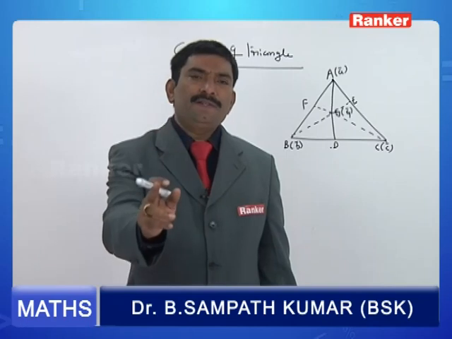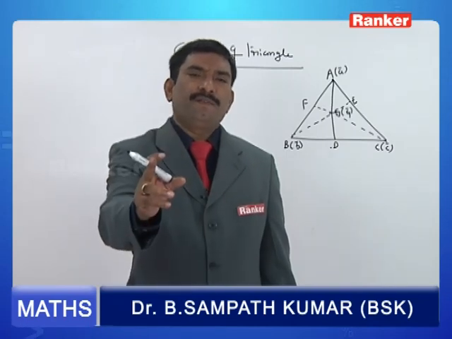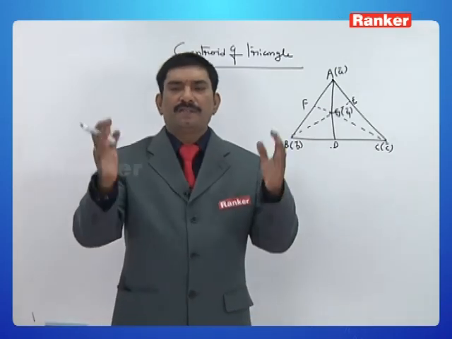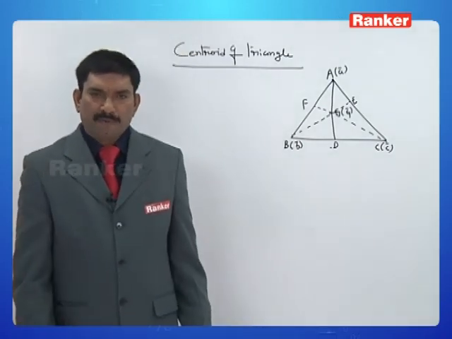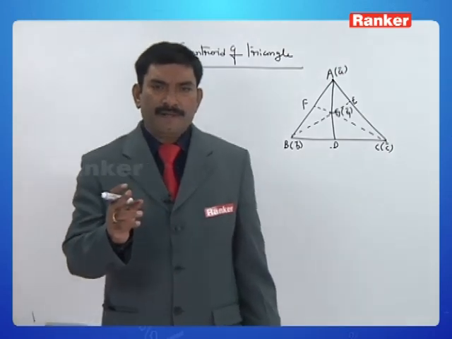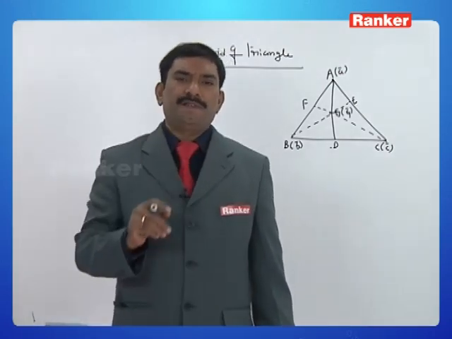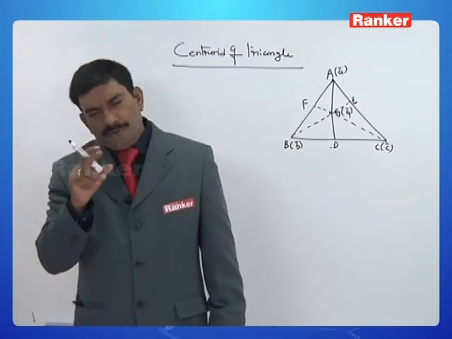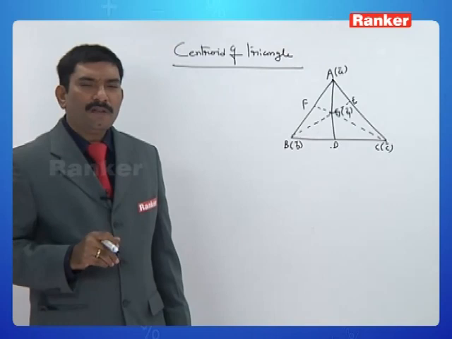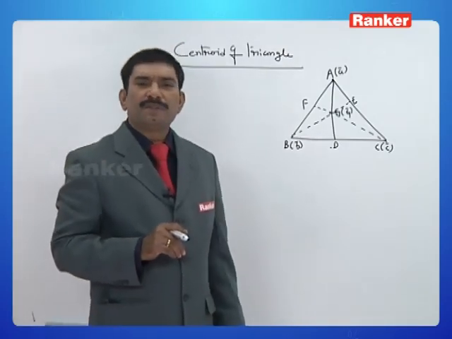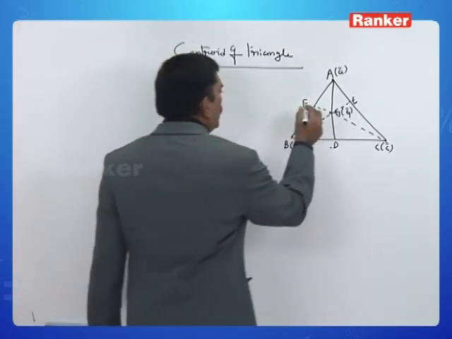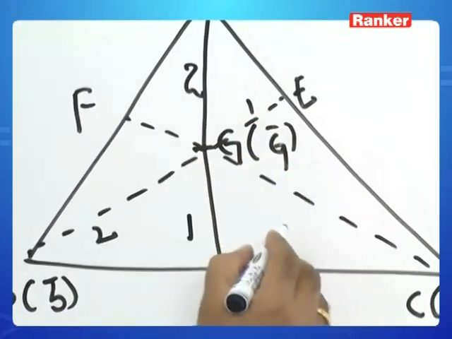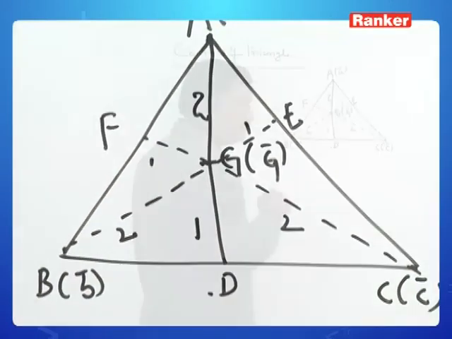The point of concurrence of medians of a triangle is known as centroid. And centroid divides the median in the ratio 2:1. Median always divides in what ratio? 2:1. So therefore, this also 2:1, this also 2:1, this also 2:1.